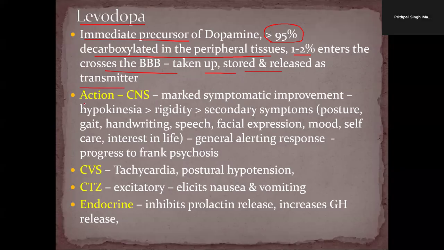So, talking about the pharmacological action of levodopa, or dopamine, obviously we are talking about it as a drug acting on the CNS. It gives symptomatic improvement. Here, the first symptom is hypokinesia, followed by activity, and then there are secondary symptoms, which include posture, gait, handwriting, speech, facial expression, mood, self-care, interest in life, and it leads to a general alerting response.